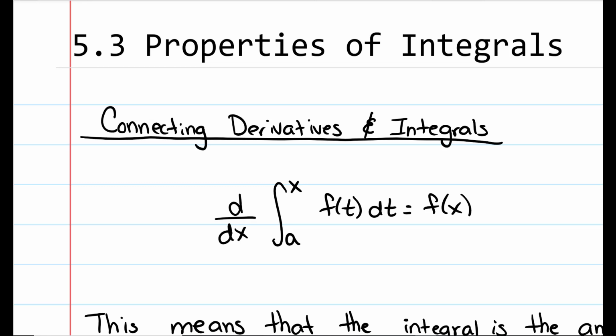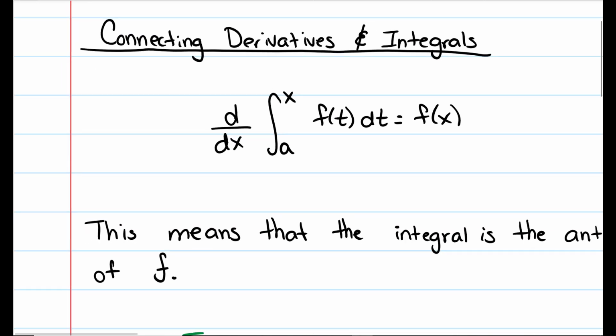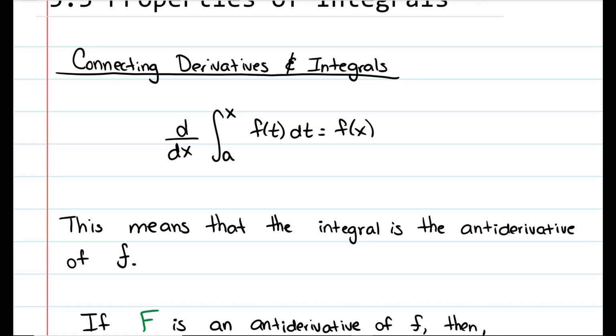So, the derivative with respect to x, d/dx, of the integral from a to x of f of t dt is equal to f of x. This means that the derivative of an integral is the original function. Another way to say this is the integral is the antiderivative of f. So if we're given the velocity function, say f of t dt, and we take the integral of it, we can then obtain the distance function, or the position function.